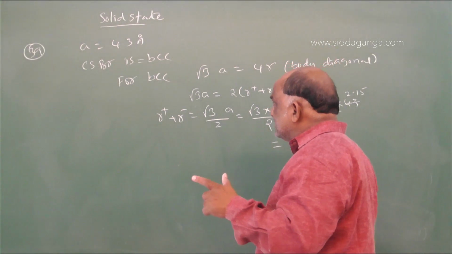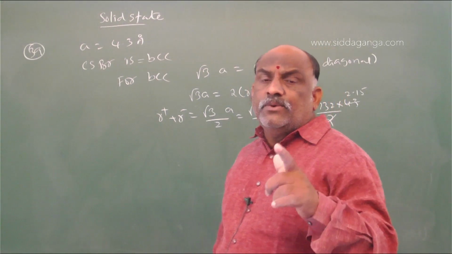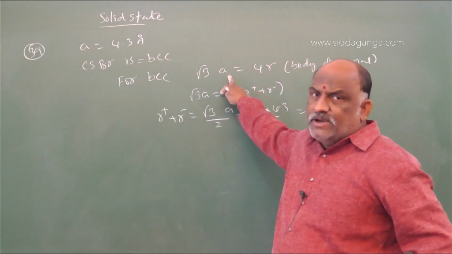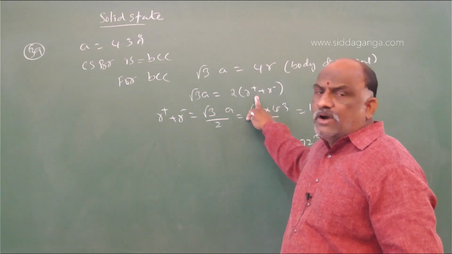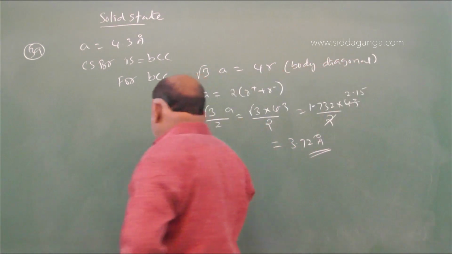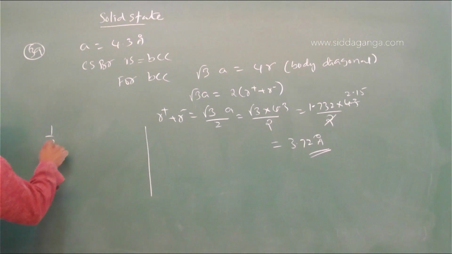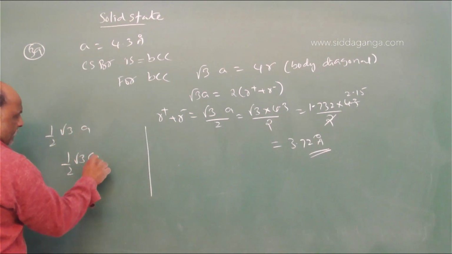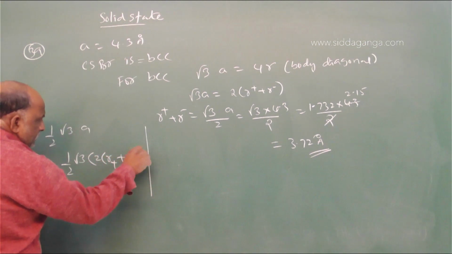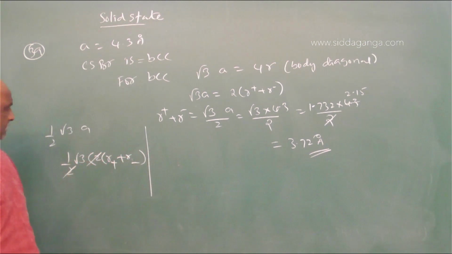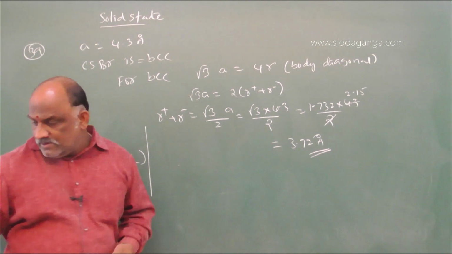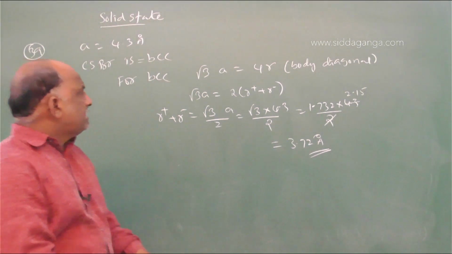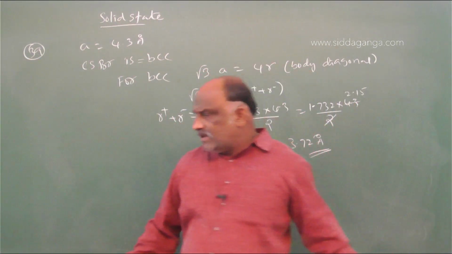The shortest inter-ionic distance is 1 by 2 into the body diagonal, which means 1 by 2 into root 3a. But what is a? A is equal to 2 into (r plus plus r minus). So we should go like this: 1 by 2 into root 3 into a, where a is 2 into (r plus plus r minus). That is correct. So this is the formula.